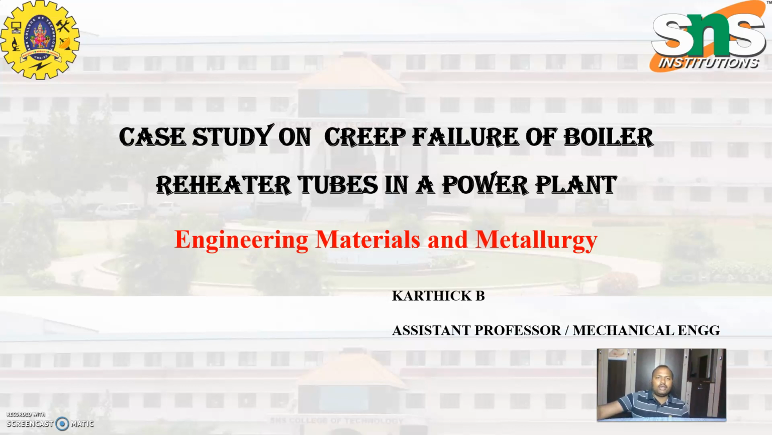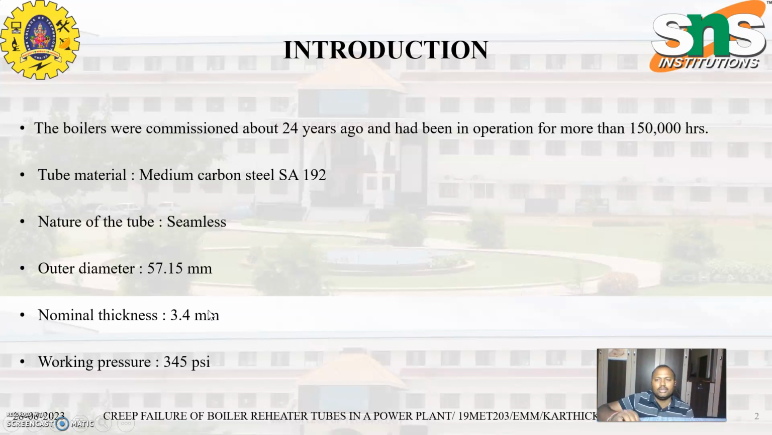In this video, I would like to share a case study on pre-failure of boiler reheater tubes in a power plant. Here we all know in our subject we have learned four types of failures: one is ductile failure, brittle failure, fatigue failure, and pre-failure. Here, pre-failure occurs mainly due to the boiler or reheater coming into the picture.